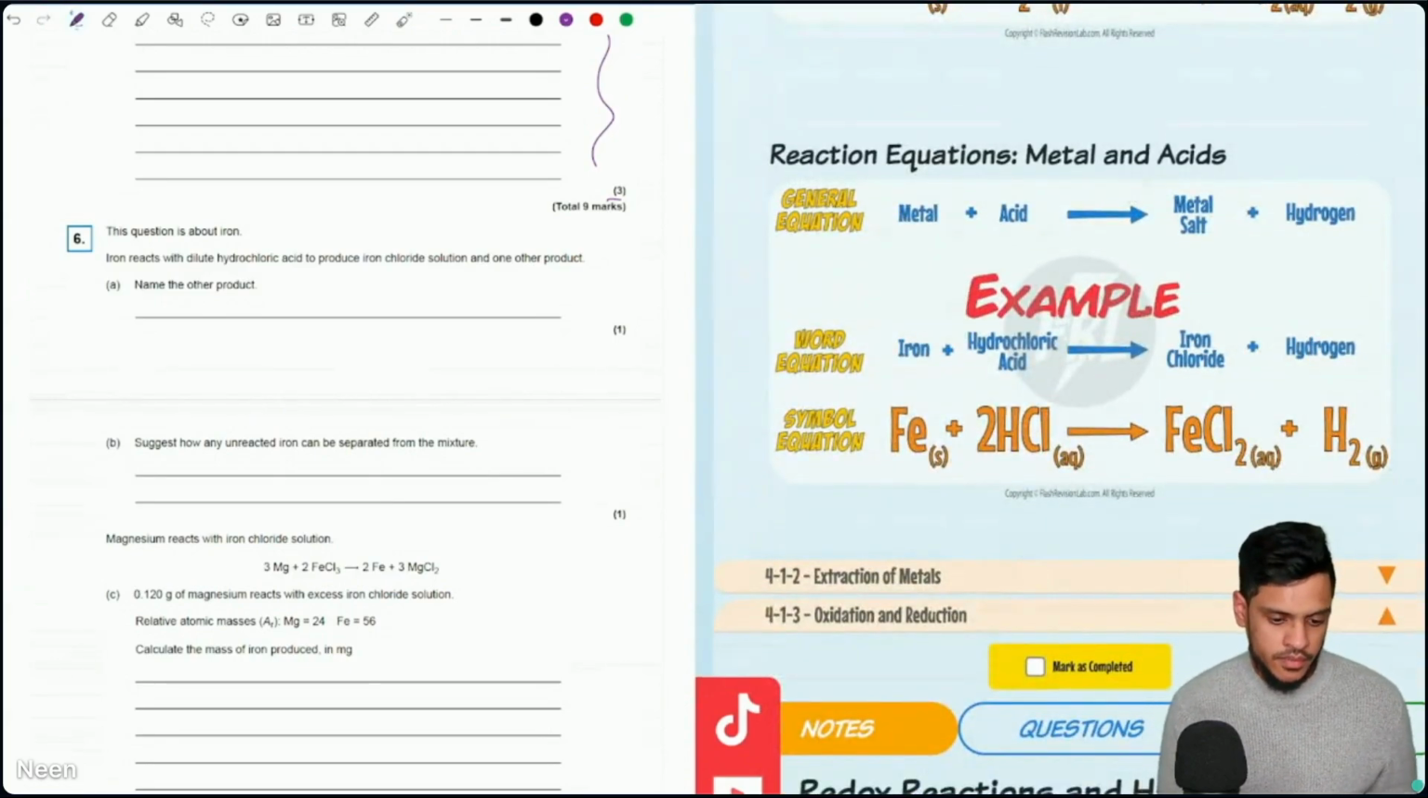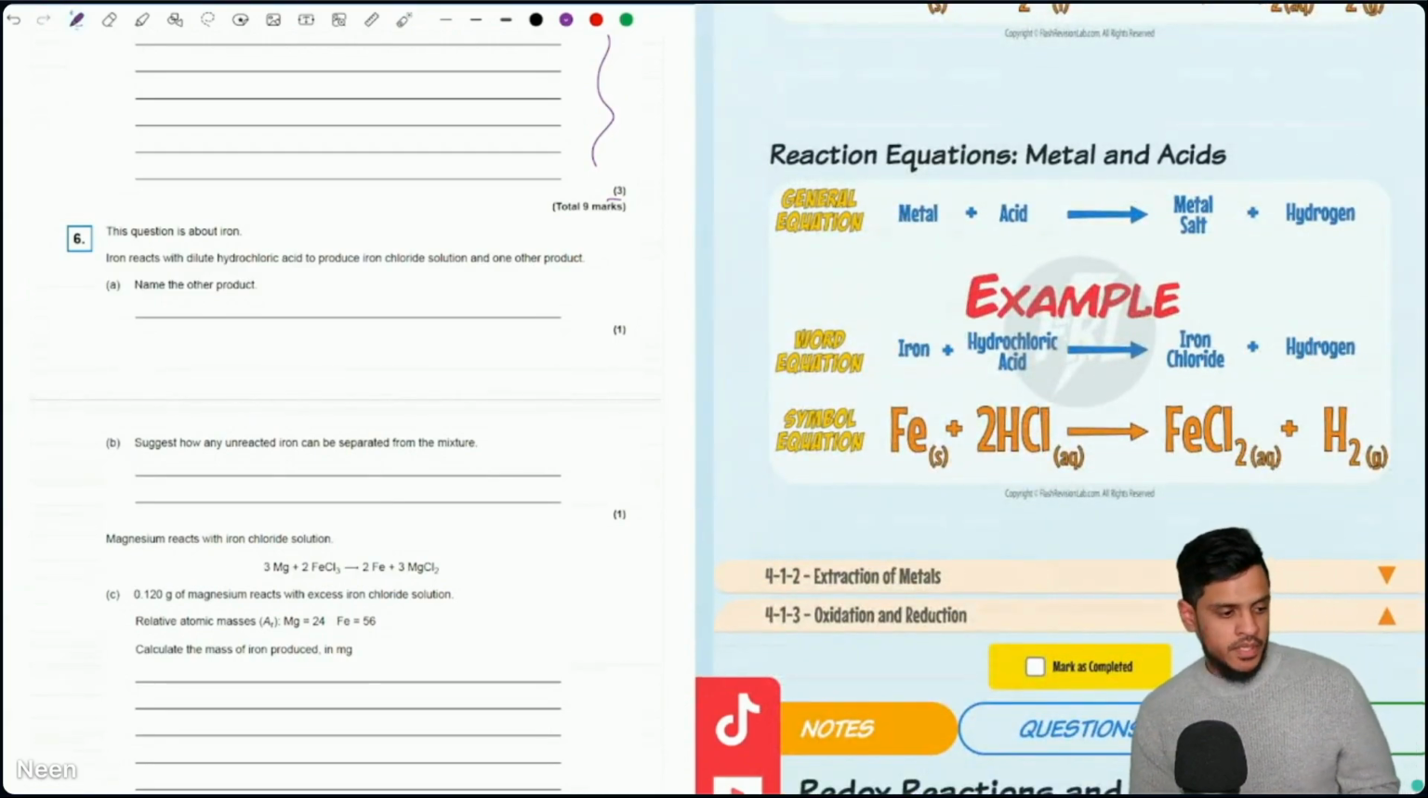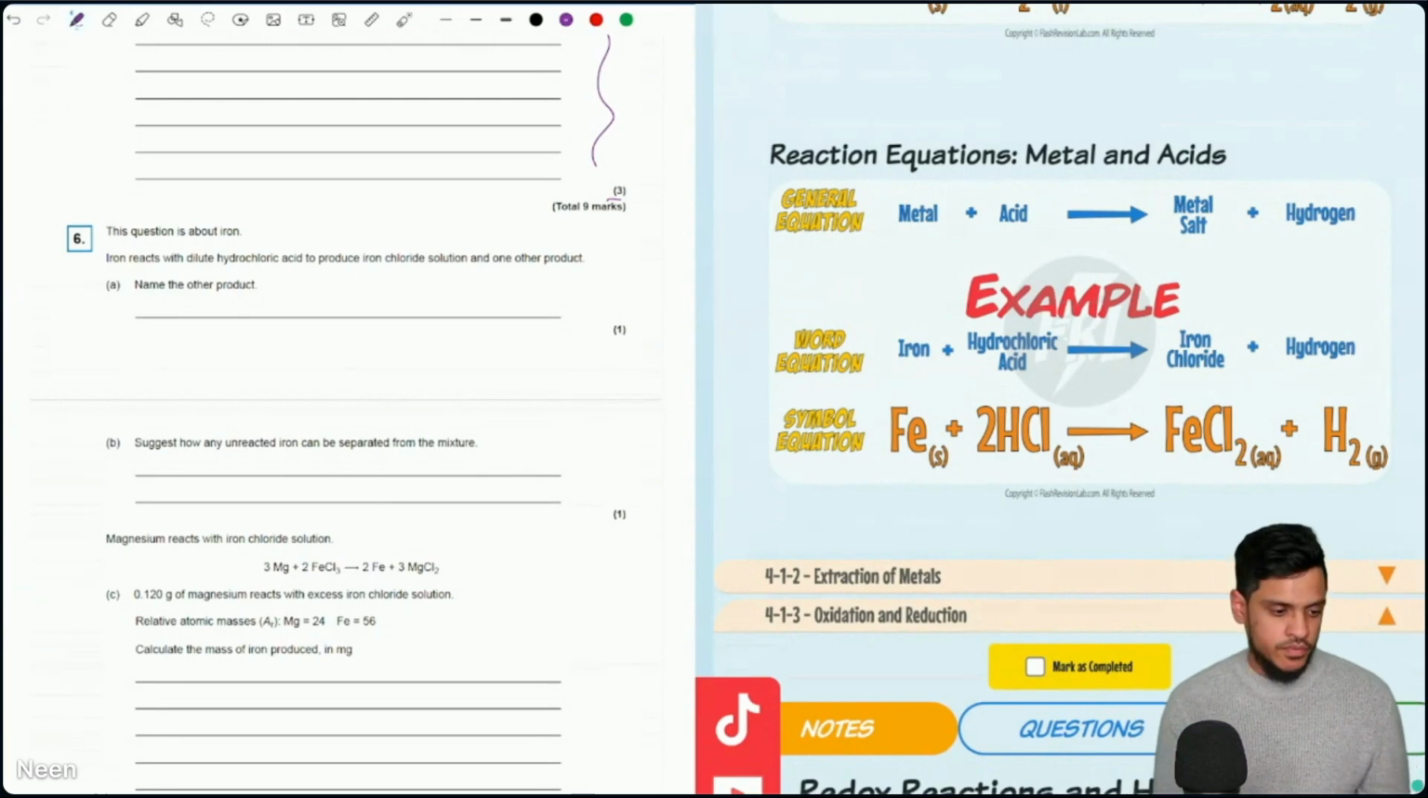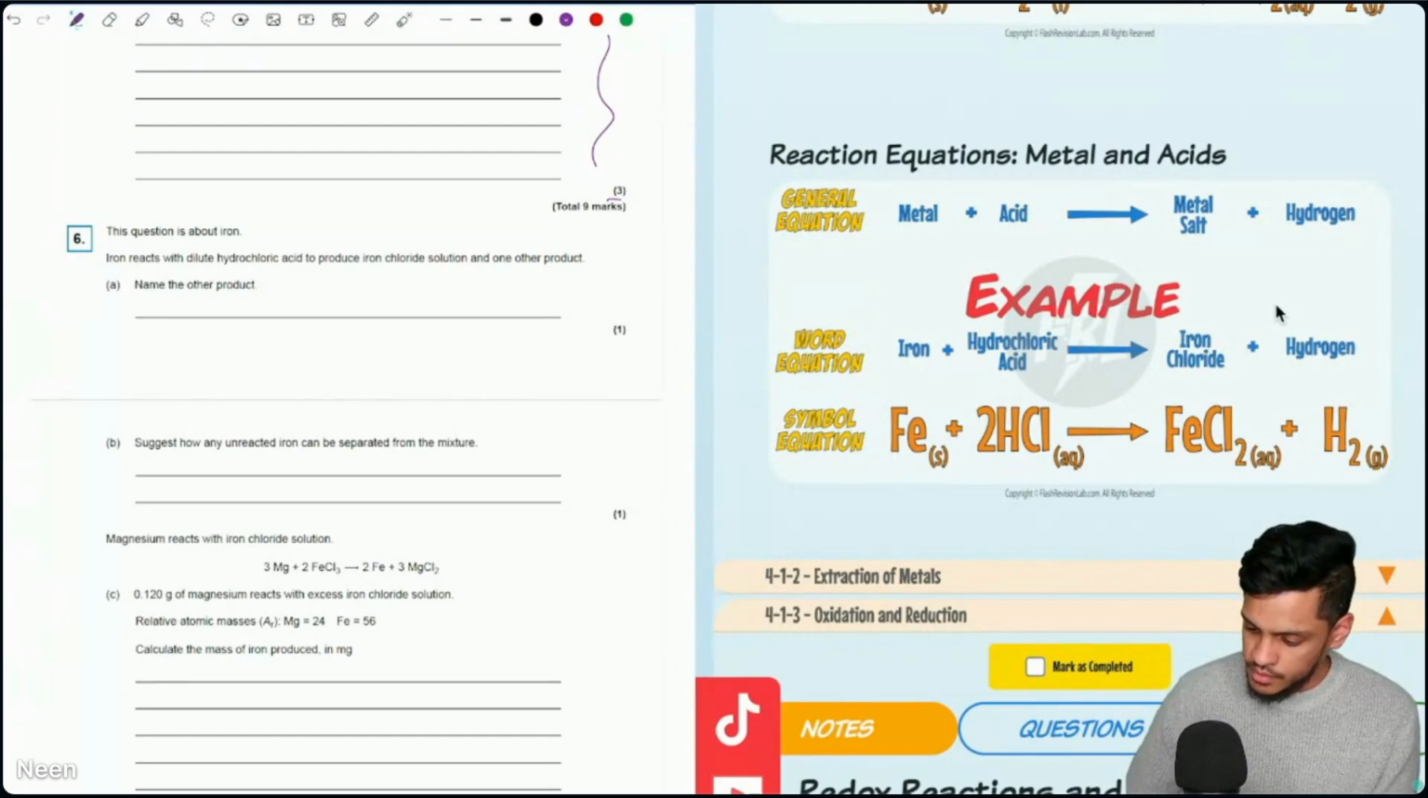Anyone got the answer yet? No? Metal plus acid forms metal salt plus hydrogen. So this is the salt, the metal salt. So the other product is hydrogen.